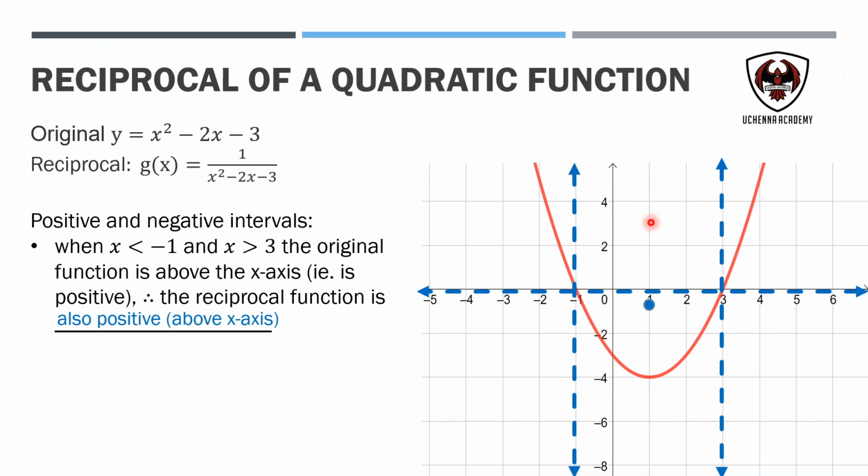That means that the reciprocal function is also going to be above the x-axis. So here again, it's a little bit shaded. So when the original function is above the x-axis, the reciprocal function stays there as well.